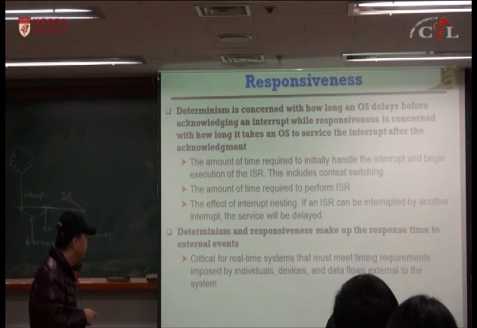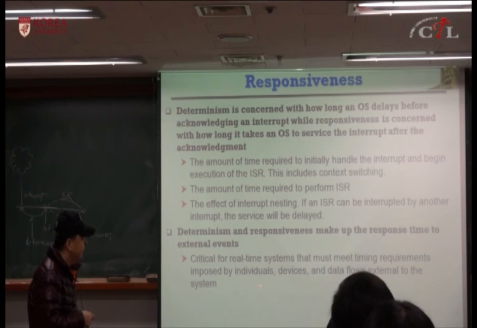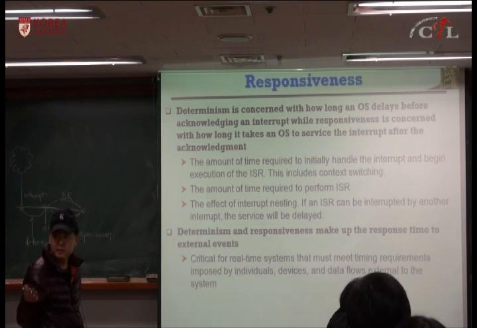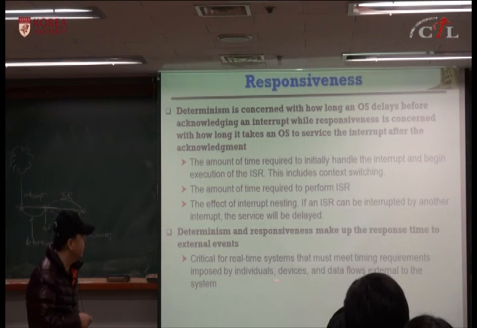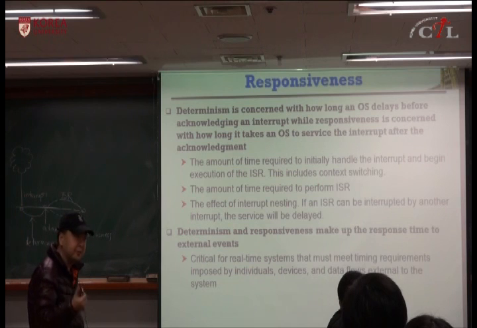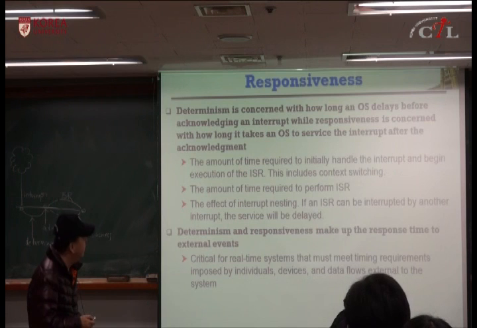And it's critical for real-time systems that must meet timing requirements imposed by individual devices or data flows external to the system. So external events can come from data flows like a reservation system, as he mentioned, or they can come from an individual person. So with smartphones, you can react to individual users, or it can come from another device. So you can understand what is determinism and what is responsiveness, okay?